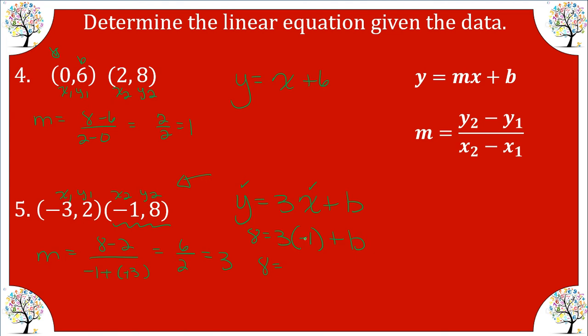8 equals 3 times -1. We're going to isolate b, so I'm going to add 3 to both sides. And our b value is 11. So now I can write this, y equals 3x plus 11.